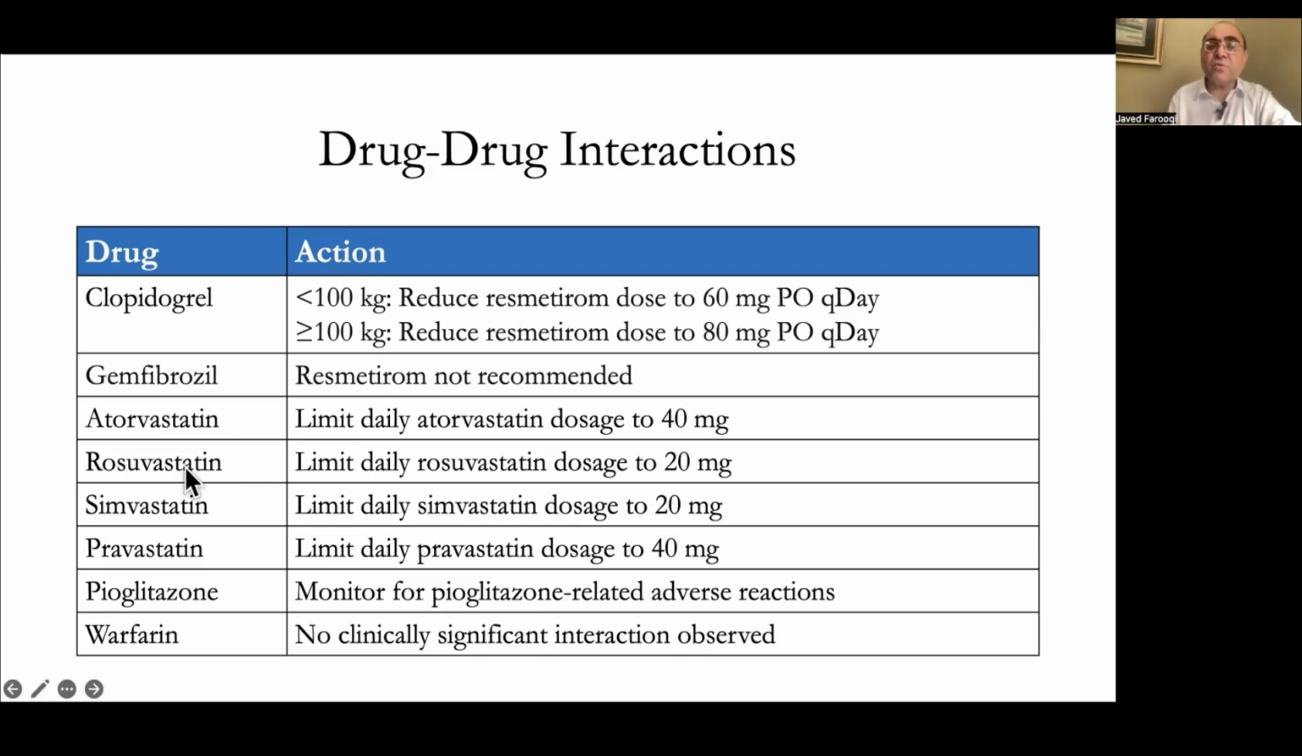If a patient is using rosuvastatin, and many of these patients will be using such a drug, limit daily rosuvastatin dosage to 20 milligram. And if a patient is using simvastatin, limit daily simvastatin dosage to 20 milligram. In case of pravastatin, limit daily pravastatin dose to 40 milligram. If a patient is using pioglitazone, monitor for pioglitazone related adverse reactions. And in case of warfarin, no clinically significant interaction observed.